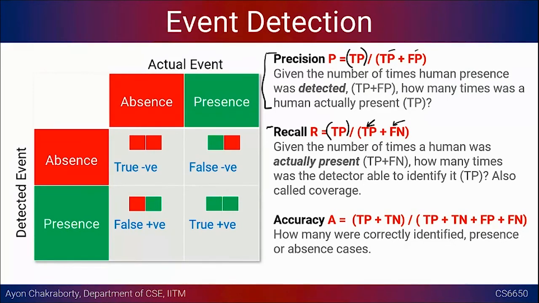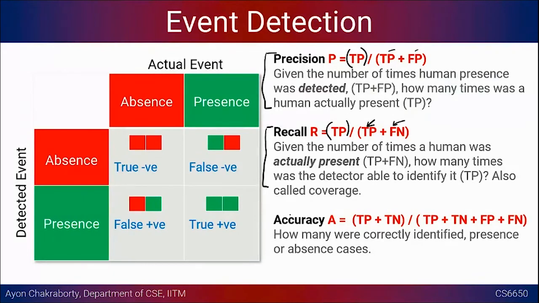These two are very important metrics when you try to characterize the performance of event detection. Let's say you want to build a sensing system where you are trying to detect an event. How do you statistically measure the performance? Precision and recall will be your friends for most of these things. And accuracy is the overall correctly identified presence or absence cases. But precision and recall are really important to understand what kind of errors are more common, whether you have more false negative errors or more false positive errors.